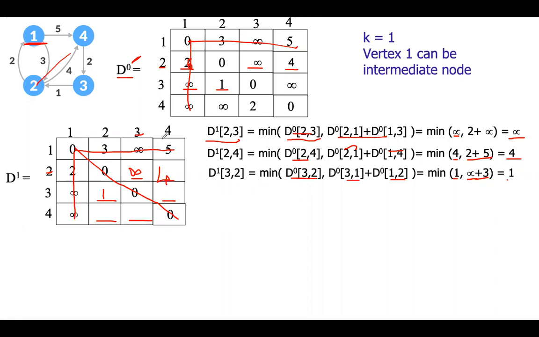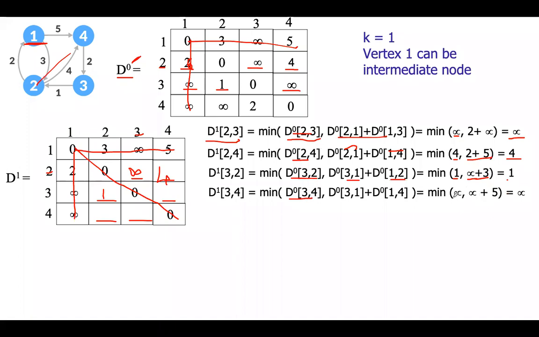d1 of 3 to 4 will be equal to minimum of d0 of 3 to 4. d0 of 3 to 4 is nothing but infinite, so here I will write infinite. And then through vertex 1 I am traveling, so check 3 to 1. 3 to 1 is nothing but infinite, and 1 to 4 is 5. So 5 plus infinite is infinite. Minimum of infinite is infinite. So here also you will get infinite.